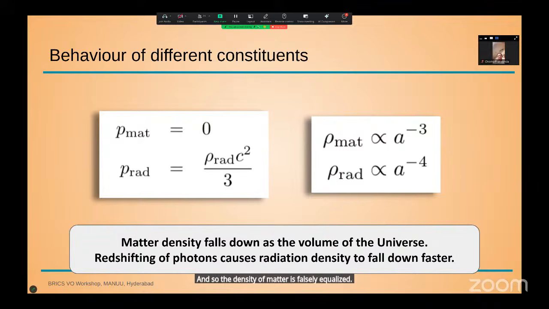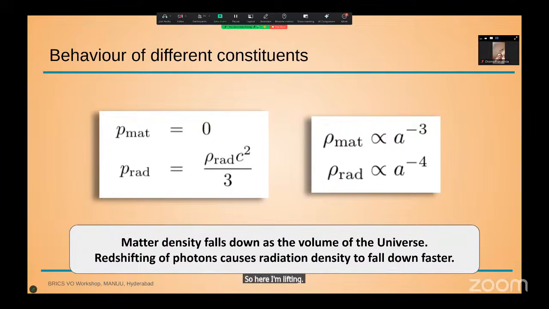If you have radiation, now you are expanding your box. Yes, the number density of these photons will fall down. But in addition to that, the energy of every photon is also falling down by one more factor of A. So instead of having A to the minus 3, now you have A to the minus 4. Okay. So everyone with me?